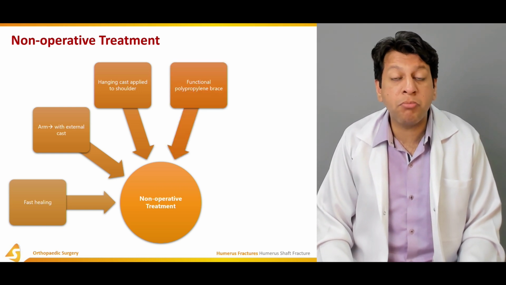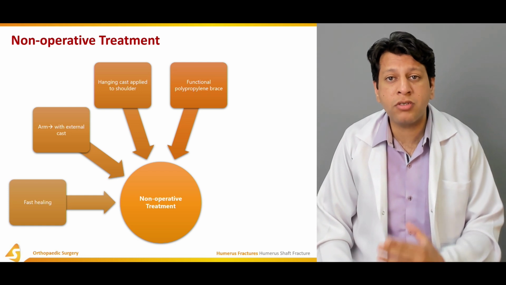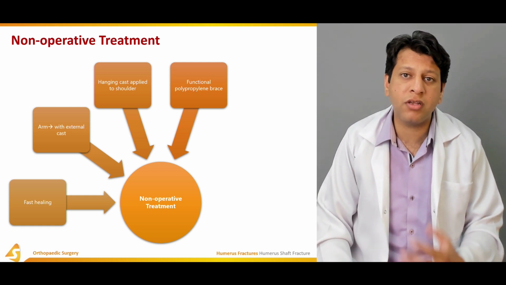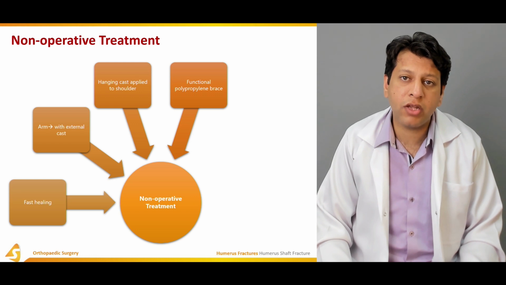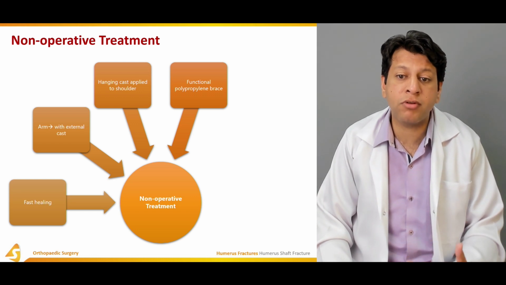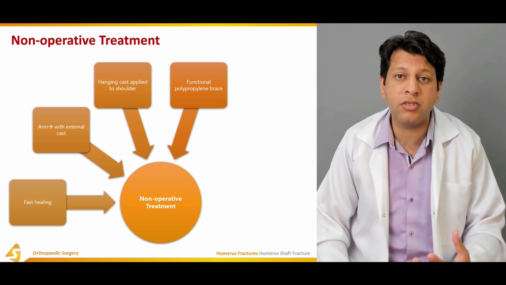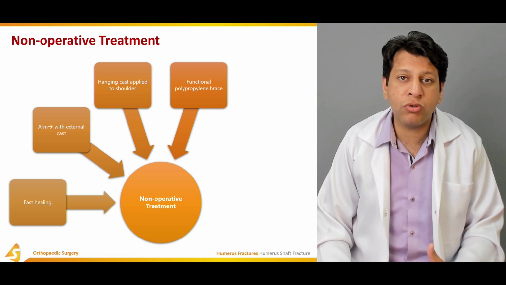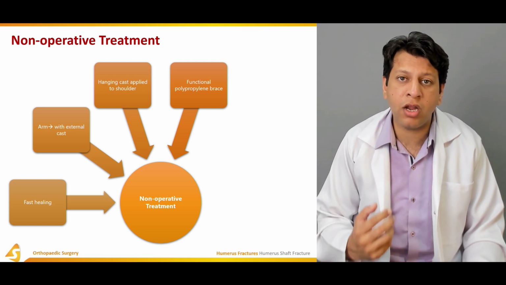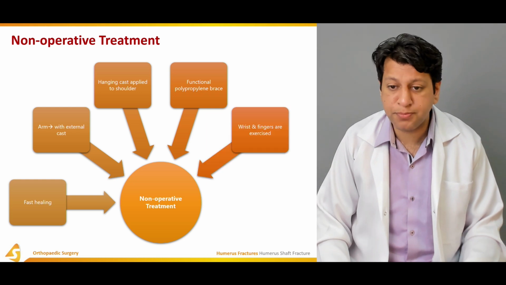Functional polypropylene brace: once the coaptation splint is kept for 2 to 4 weeks, after 4 weeks we can give a fracture humerus brace or functional polypropylene brace, which can be easily managed because the elbow and shoulder get free and the patient can move his or her elbow and shoulder joint easily.